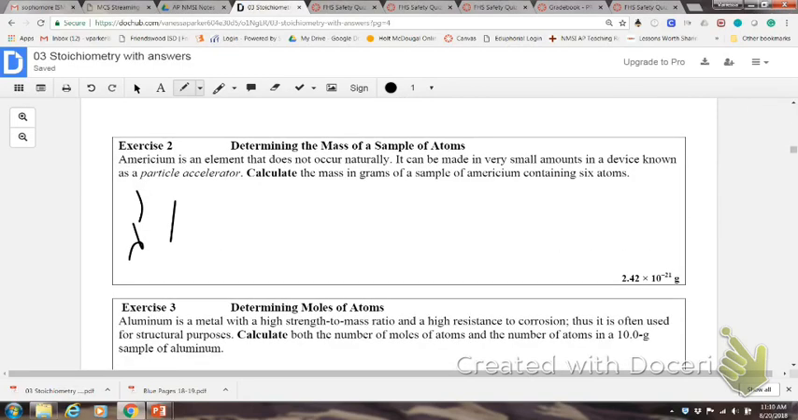Now, determining the mass of a sample of atoms. We're going to use our conversion factor, right? So if I have 6 atoms of americium, how many atoms are in a mole?